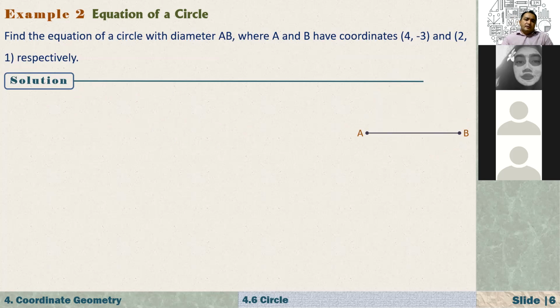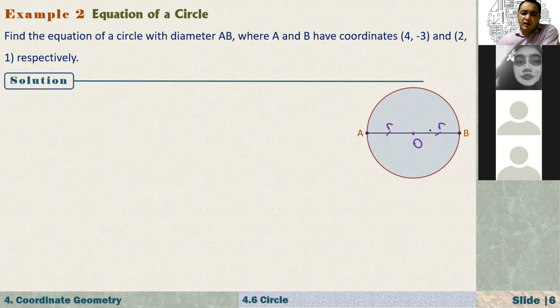Another example: find the equation of a circle with diameter AB, where A and B have coordinates (4, -3) and (2, 1) respectively. We are given a diameter, so we can draw a circle. Let's say O is the center of the circle, so this line segment is equal to this line segment. We call them radii.